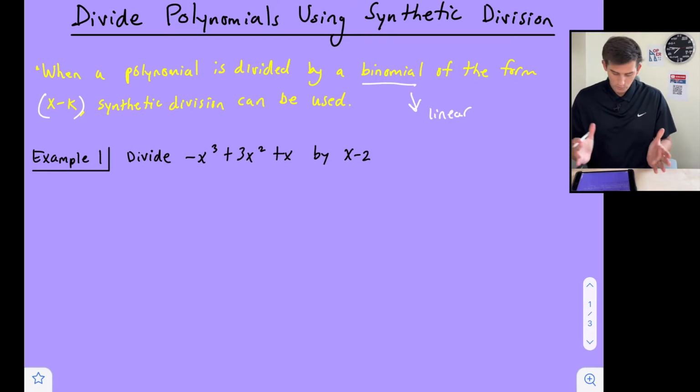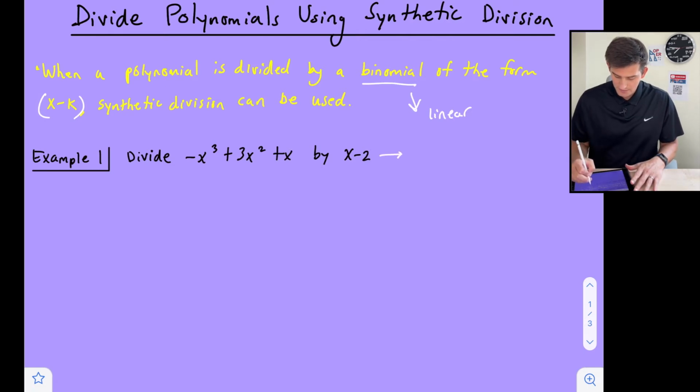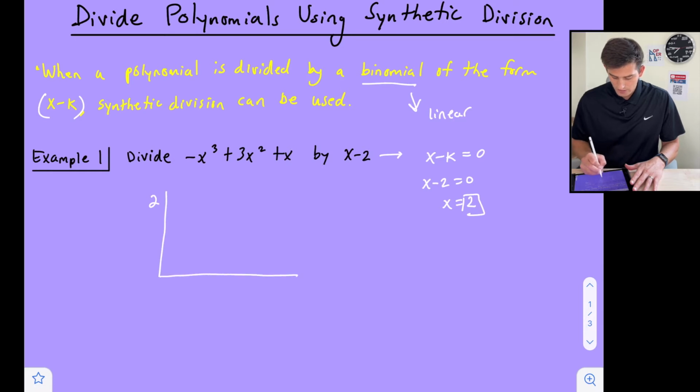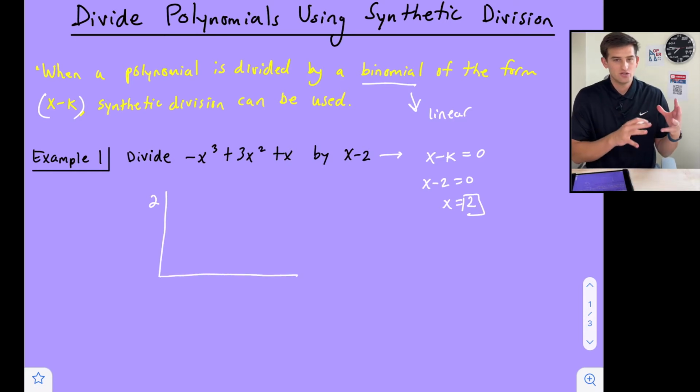So now we know we can use it, so now what do we do? Well, this part right here is my x minus k, and we're going to set that equal to 0. So we have x minus 2 is equal to 0, so we get x is equal to 2. And now this 2 we're going to use in our synthetic division. We're going to put it on the outside, and we're going to draw an L shape here for our synthetic division. And how we're going to set this up is we're going to take the coefficients of our dividend, and we're going to put them across in this box.